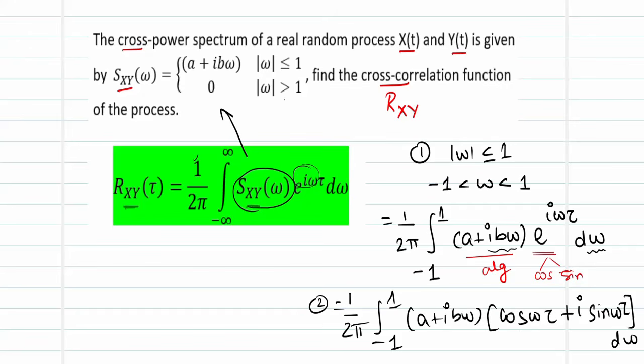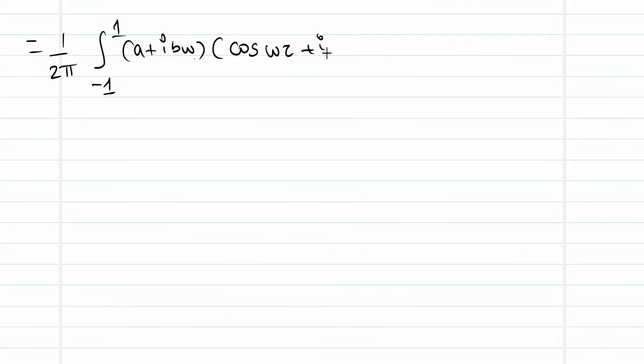Now let us expand the function. 1 divided by 2 pi, integral from minus 1 to 1, I have a plus ib omega. This is a complex number of the form a plus ib, and this again is a complex number because I have cos omega tau plus i sine omega tau. So we are considering the product of two complex numbers. Now we will expand them so that it will be easy for us to split into even terms and odd terms.